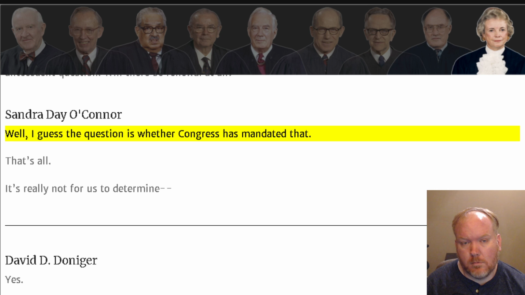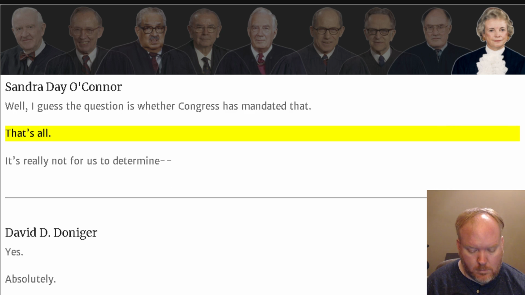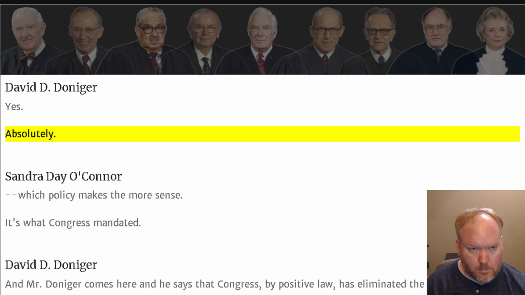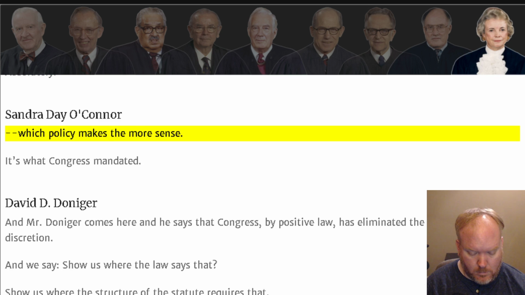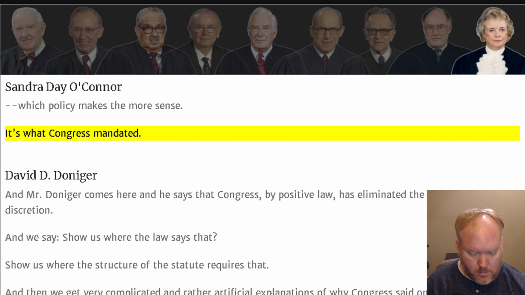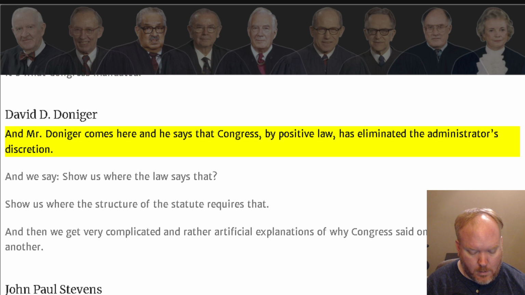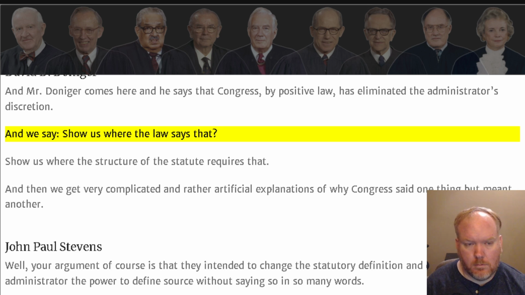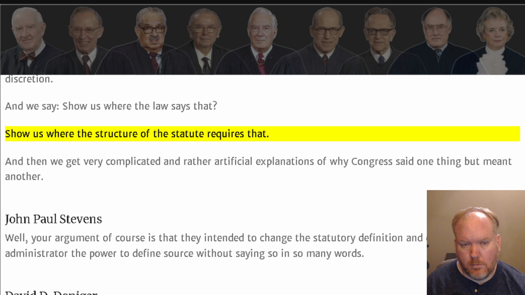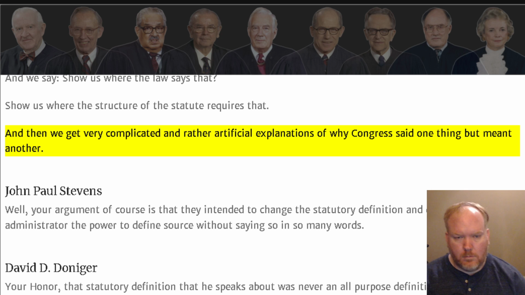Well, I guess the question is whether Congress has mandated that. It's really not for us to determine which policy makes more sense. It's whether what Congress and Mr. Doniger comes here and he says that Congress, by positive law, has eliminated the administrator's discretion. And we say, show us where the law says that. Show us where the structure of the statute requires it. And then we get very complicated and rather artificial explanations of why Congress said one thing but meant another.